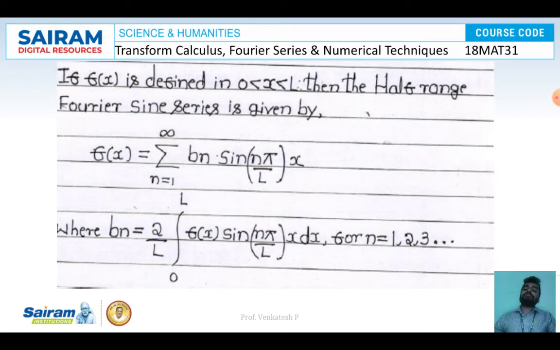Similarly, the same function is defined in the interval 0 less than x less than L. Then the half-range Fourier sine series is given by f of x is equal to summation n from 1 to infinity bn sin n pi x by L. So in this case, to find the value of bn, the formula is 2 by L integral 0 to L f of x sin n pi x by L dx for n is equal to 1, 2, 3 and so on.